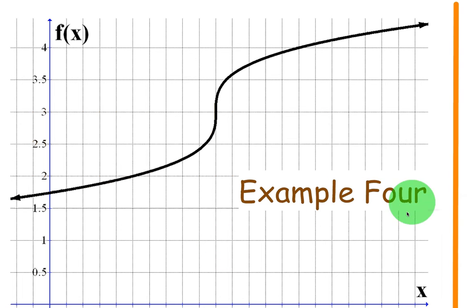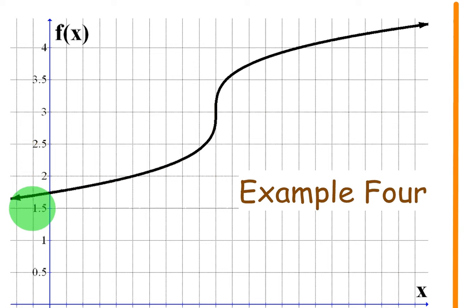Okay, here's our fourth example for instantaneous rate of change. We have an S-curve, and it looks a little weird, okay? Hey, let's go ahead and get into it and figure out the instantaneous rate of change at a given point.